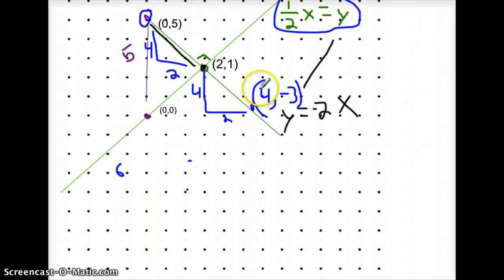2 over gives me 4. 4 down from 1 gives me -3. So my new point is (4, -3).